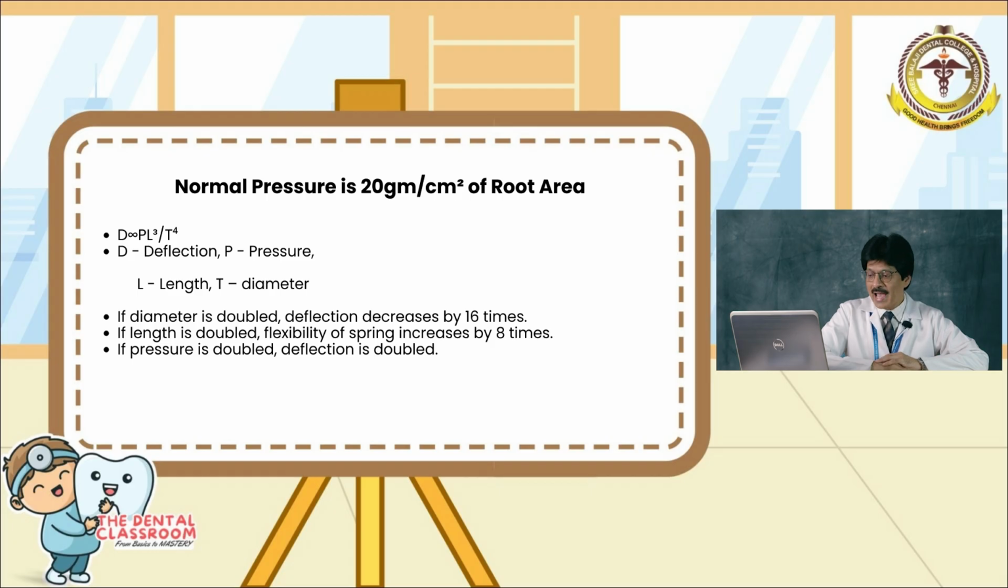If you take a wire and you double the length, then the flexibility of that wire, namely the spring, increases by 8 times. And if the pressure is doubled, then the deflection is also doubled. So we need to know that deflection is directly proportional to the pressure, the cube of the length of the wire, and inversely proportional to the fourth power of the diameter. This we need to bear in mind such that the forces that we give are normal, low, continuous forces.